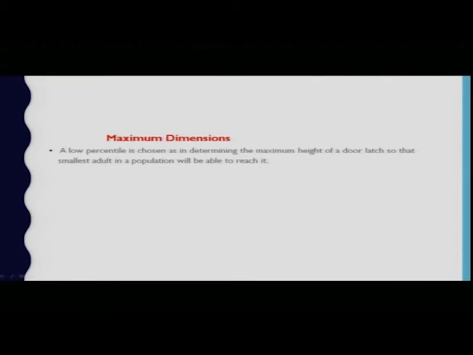The second case is choosing the maximum dimensions. In that case, a lower percentile is chosen, as in determining the maximum height of a door latch, so that the smallest adult in a population will be able to reach it. The door latch that we are talking about must be no higher than the maximum vertical grip reach of a small person.